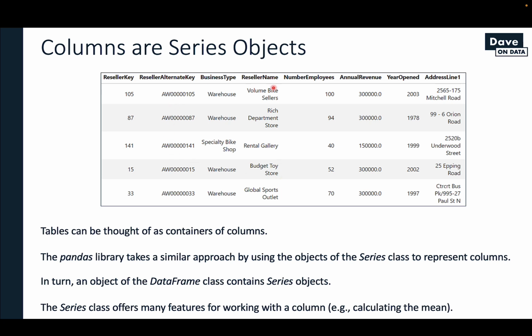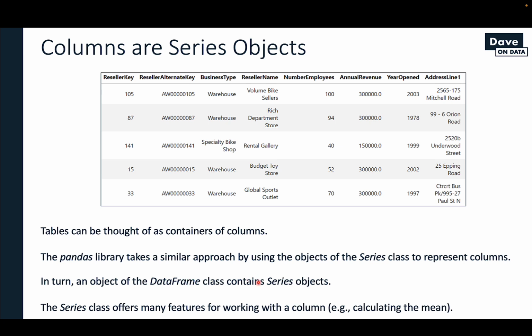What we can see here is a table of data, and we can think of tables as being a container for columns. You can see right here a subset of the resellers table, and I have 1, 2, 3, 4, 5, 6, 7, 8 columns. So this container, this data frame, this table is a container for individual columns. The pandas library takes a similar approach by using objects of the series class to represent entire columns. So in turn, you can think of a data frame object as being a container for series objects, or a table as a container for columns.